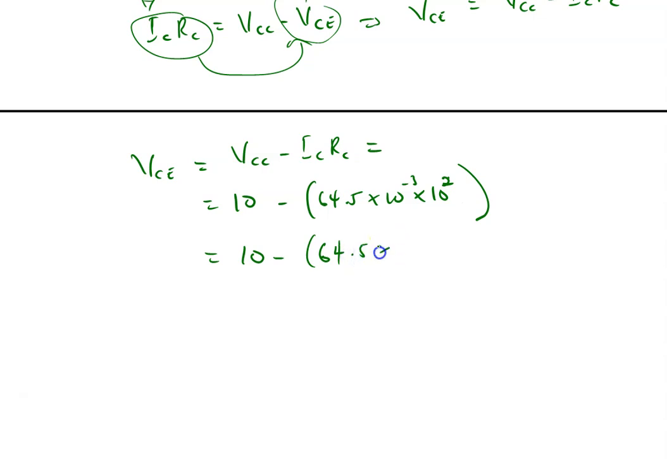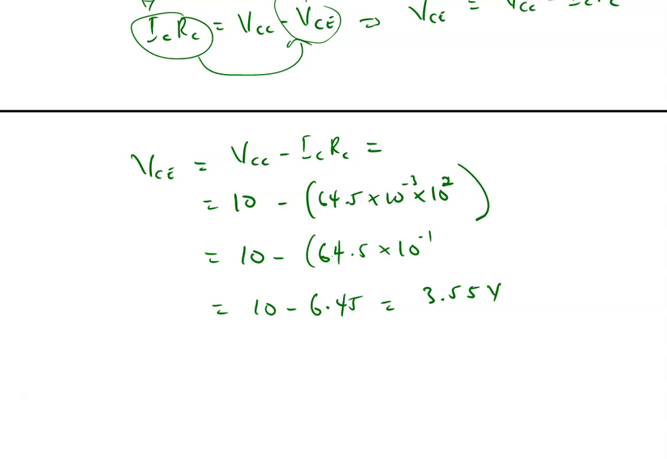64.5 times what? 10 exponent minus 1. So you move one decimal point again, which is the same as 10 minus what? 6.45. Yes. So what do I get from there? 10 minus 6.45 will end up becoming 3.55. That is 3.55 volts. That's the VCE.